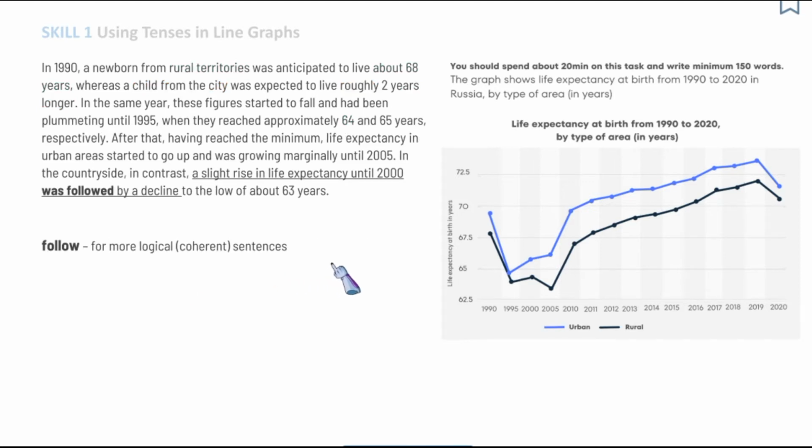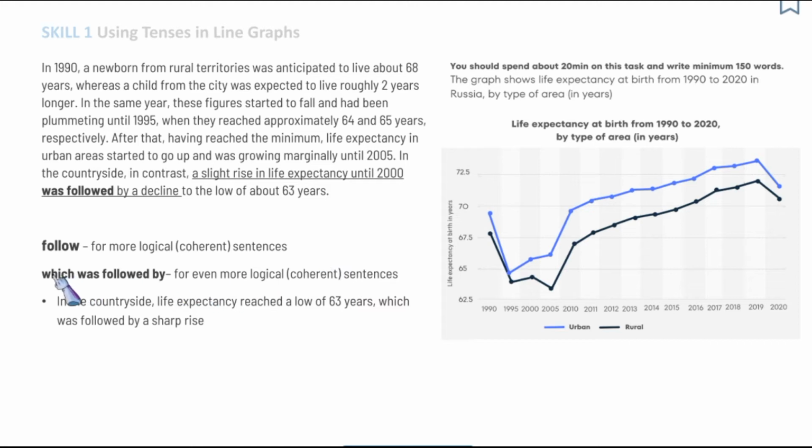Here, the word follow is in focus. And why am I paying attention to this? Well, that's because this is a nice little way to write more coherent and connected sentences. Especially if you use the word follow like here, which was followed by, it really helps to make your sentences more connected. Have a look at the example.